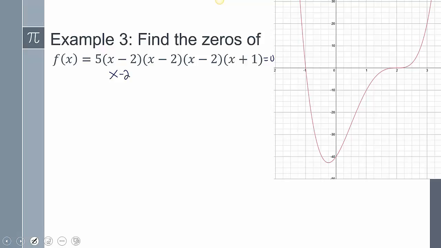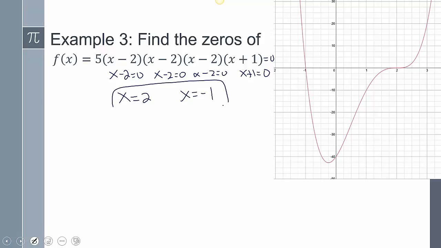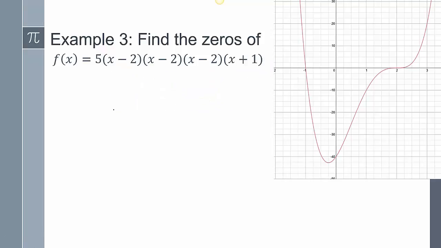So this would be x minus 2 equals 0, x minus 2 equals 0, x minus 2 equals 0, and x plus 1 equals 0. Now solving for those, you're going to get x equals 2 and x equals -1. So these would be my zeros of this polynomial. Now one thing that we're going to pay attention to is notice that I didn't write the repeats, even though technically there were quote-unquote 3 positive 2's as my 0. That does mean something, and we're going to come back to that very shortly.